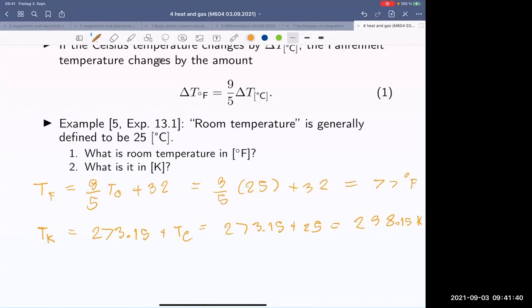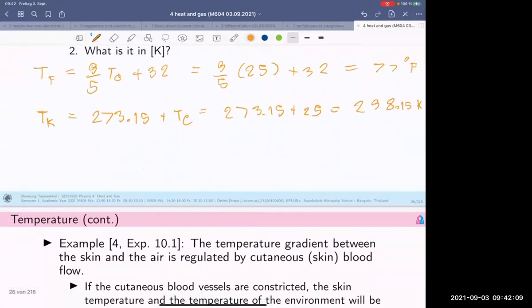Let me change the note. Okay. Yeah, here. Next thing.